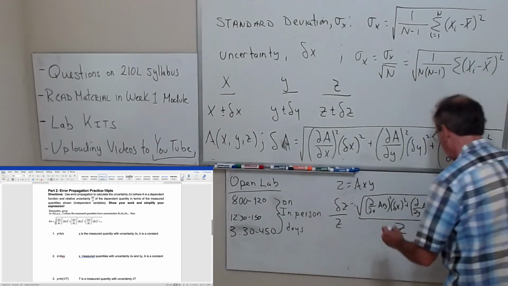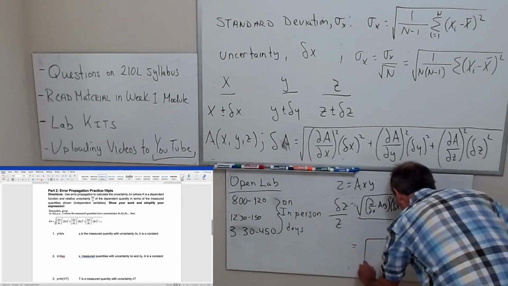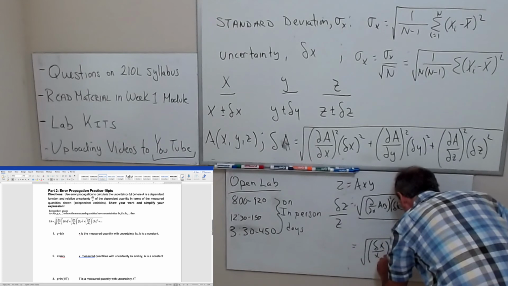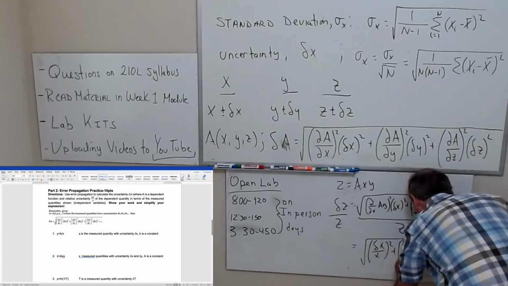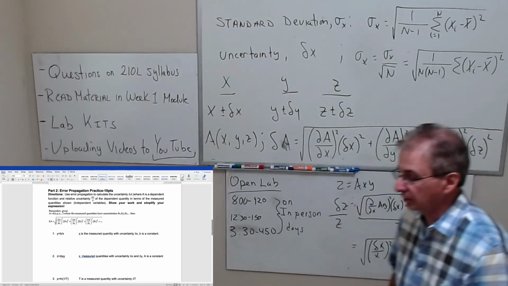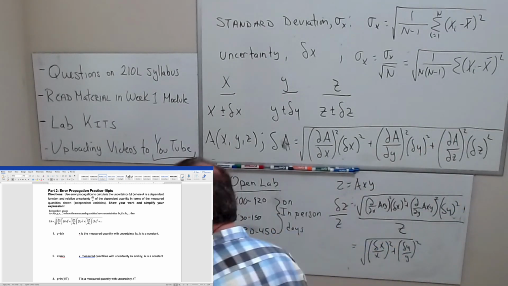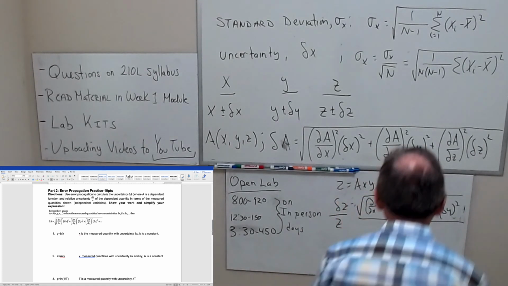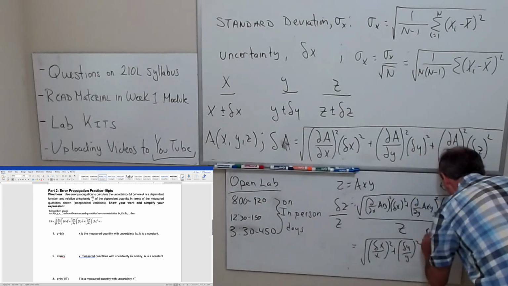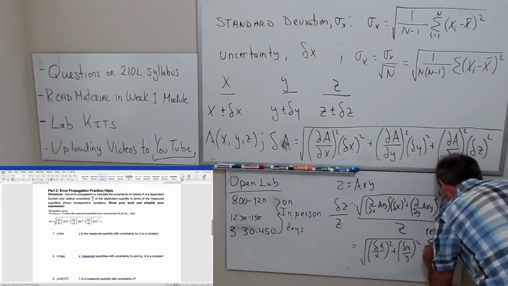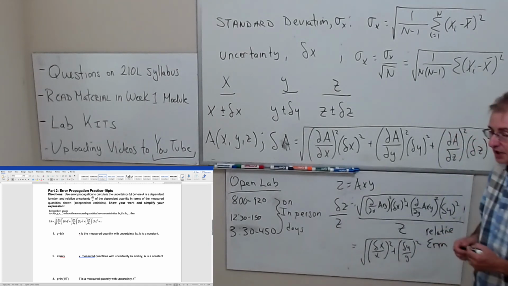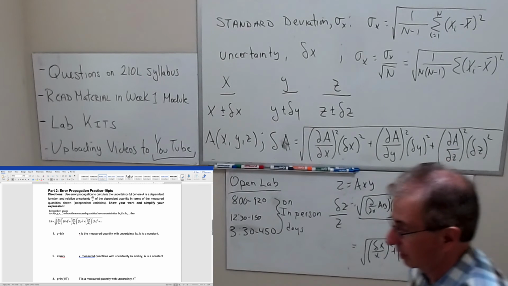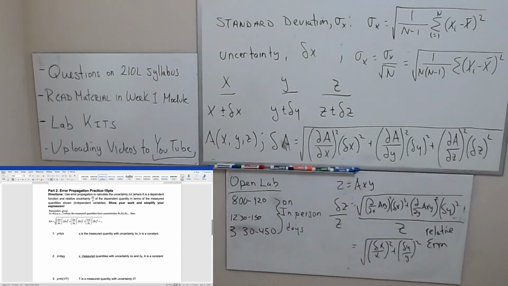And I'll give you the answer to this one because this one's easy. It'll look like this. Okay. That's what the answer will look like when you simplify it. So that's the relative error. And if you multiply by 100%, it basically gives you a percent uncertainty. Questions on that?